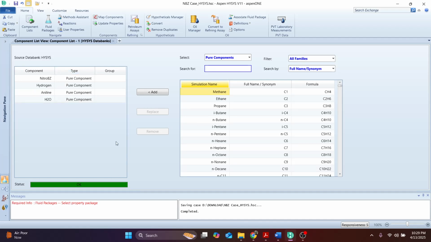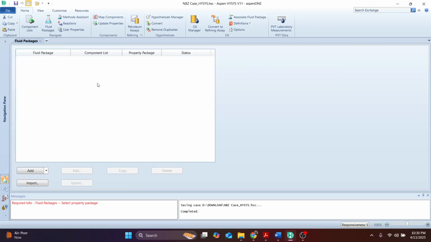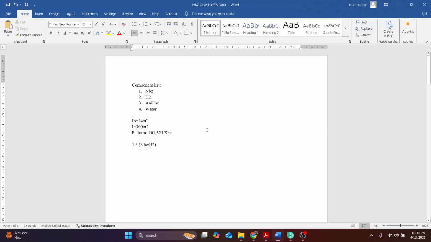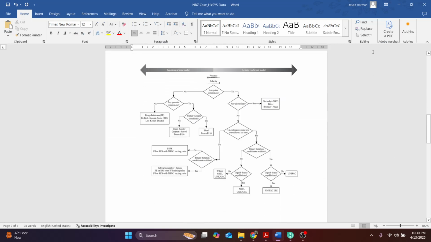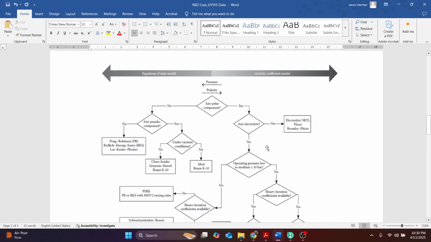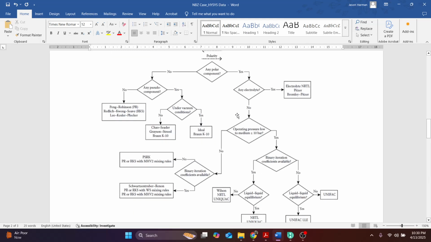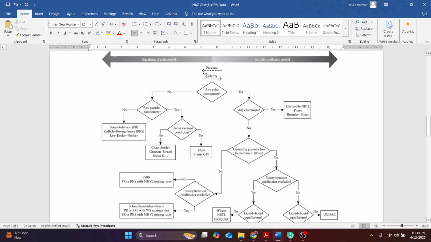Now that we have completed the component list, let's go directly to the fluid package. In determining the fluid package, we must decide which package to use. This is a reference that you can use; I have used it for some time, and it quite helps in determining the required package. Let's start with the first question. Any polar component? Yes, because we have water. Of course, it will be polar.